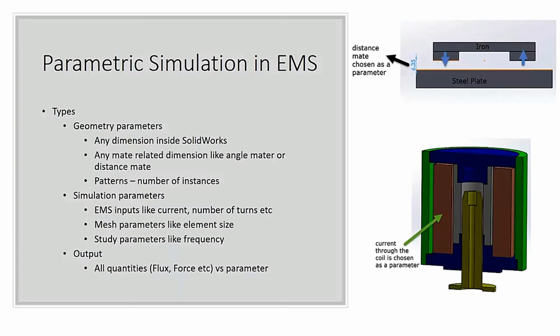Again, as a recap, any SolidWorks dimension can be used as a parameter in EMS, and also any simulation variable, for example, current, number of turns, mesh size, frequency for AC simulation, etc., can be used as a parameter. And as an output, any quantity that you can get out of your simulation studies can be studied with respect to the changes in this parameter. Next, we will look at three different examples which were solved using parametric simulation.